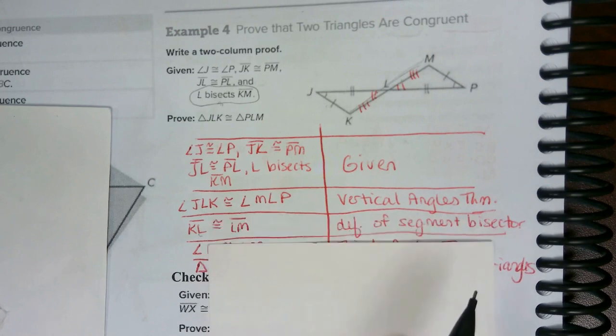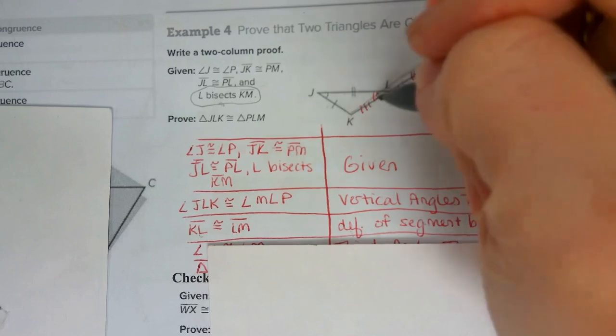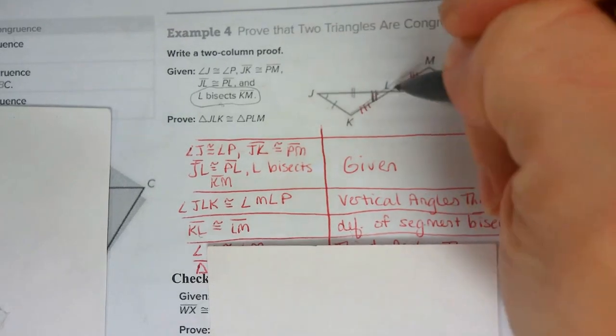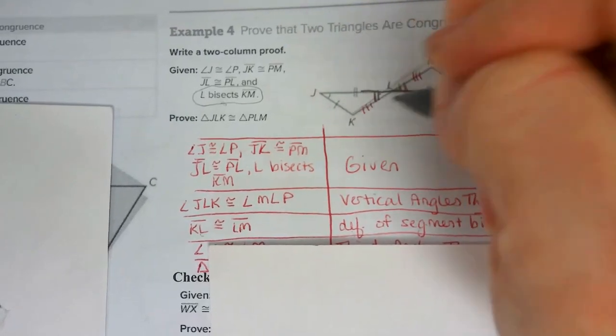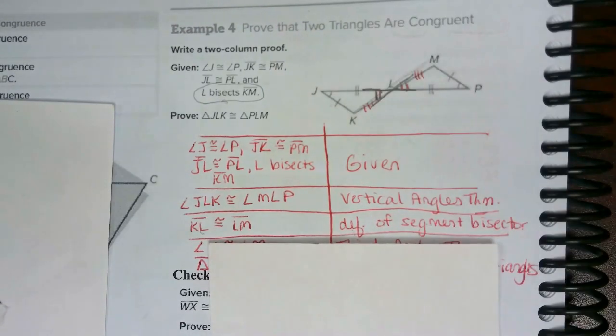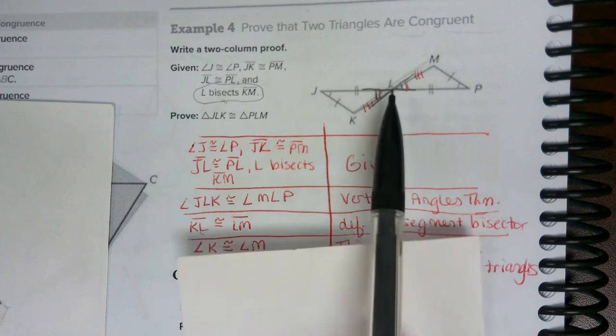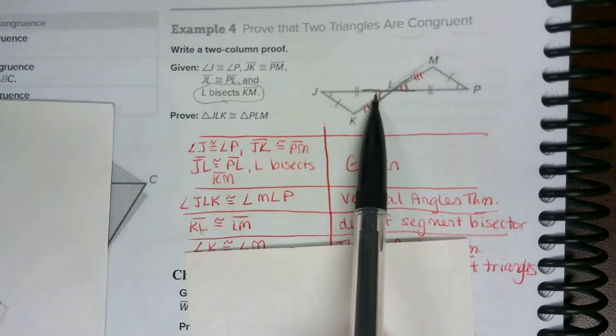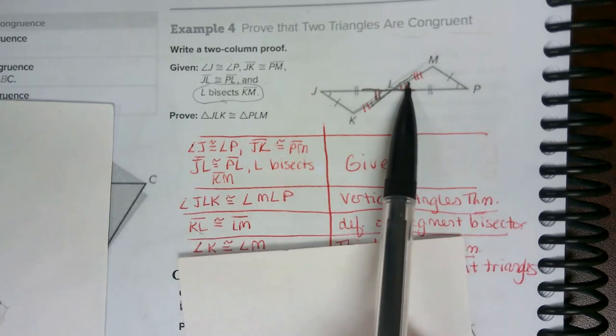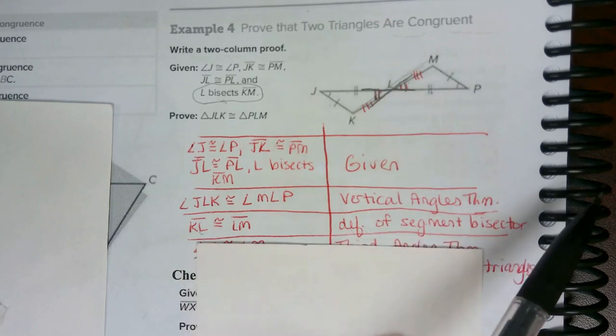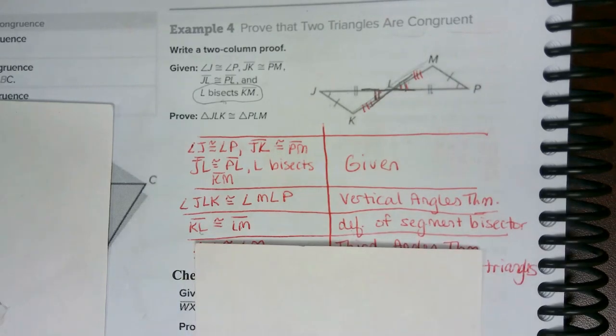Then I've taken care of everything in my given, and I'm looking at my picture and seeing, is there anything else congruent that I've not already marked? Well, here I also have vertical angles because I am making that X shape and they are non-adjacent. So therefore, I said JLK, this angle here, is congruent to MLP based off of vertical angles theorem.